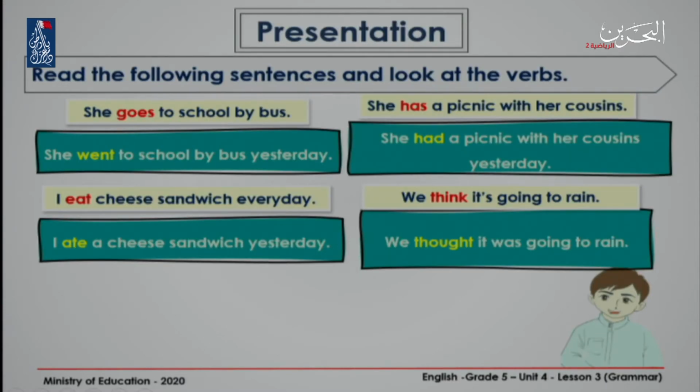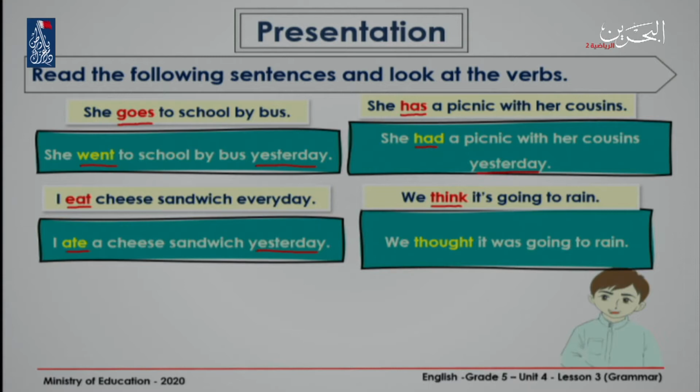Now, I want you to read the following sentences with me and look at the verbs. She goes to school by bus. She went to school by bus yesterday. I eat a cheese sandwich every day. I ate a cheese sandwich yesterday. She has a picnic with her cousins. She had a picnic with her cousins yesterday.